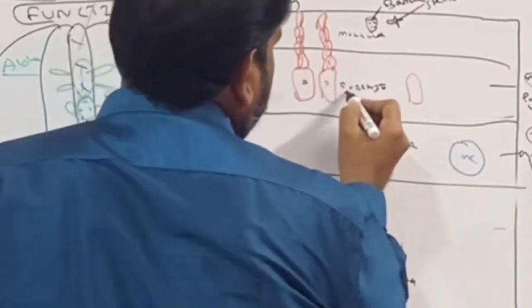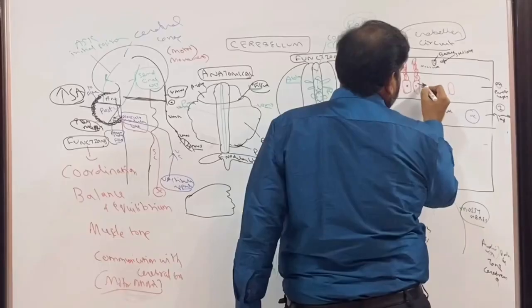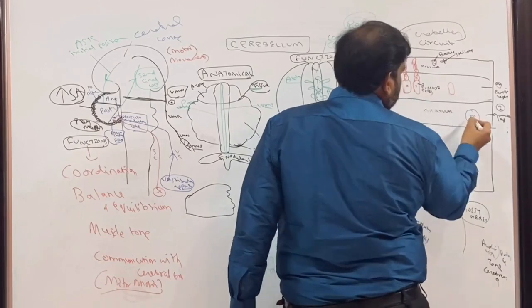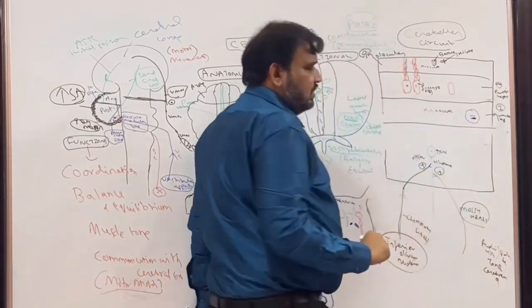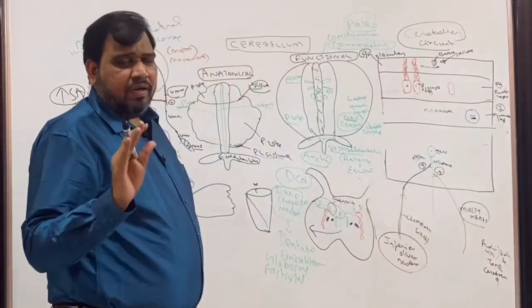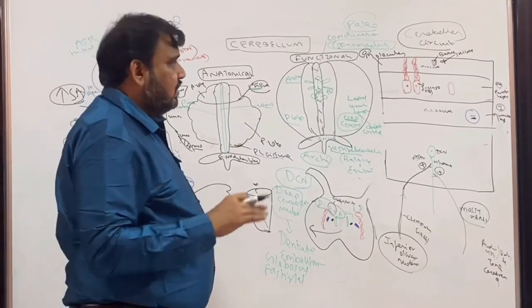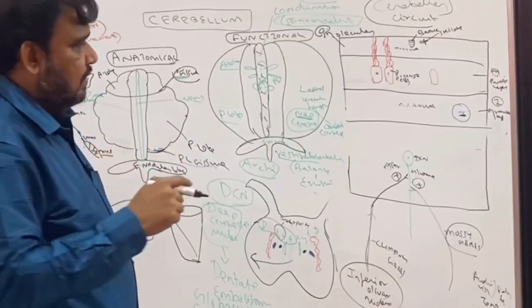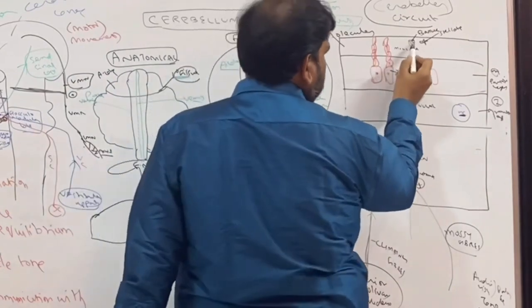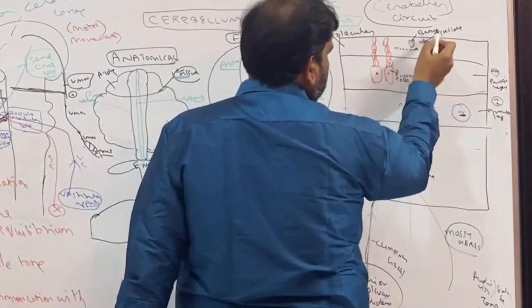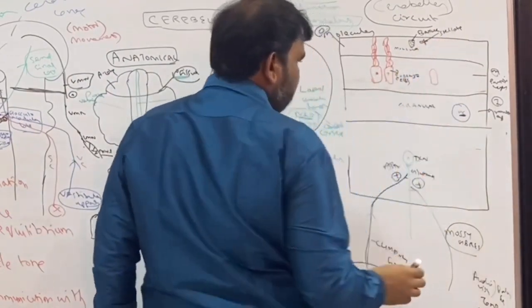So this is the Purkinje cell. This is the granule cell, GC. Granule cells are present in the granular layer. Purkinje cells are present in the Purkinje layer. Two cells are present in the molecular layer. That is basket cells, shape of a basket, and stellate cells, shape of a star.